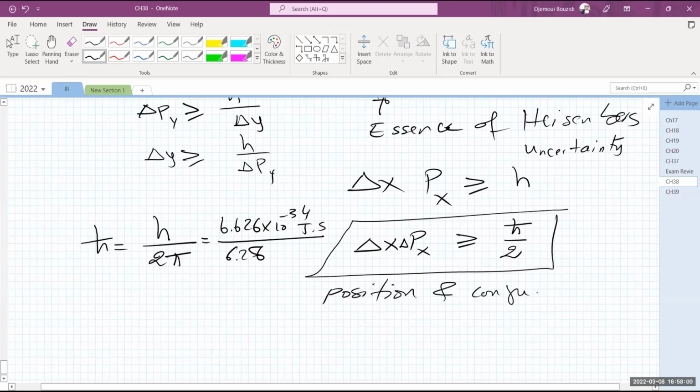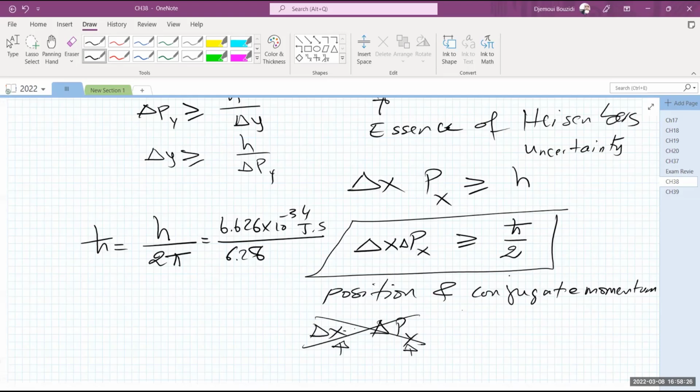and conjugate momentum. What I mean by conjugate is, don't tell me delta x and delta py. This quantity has no bearing whatsoever. The position in the x direction and the momentum in the y direction are not related. So two different coordinates are not related. So it has to be delta x and the momentum in the x direction, or delta py and the position in the y direction, or delta pz and the position in the z direction. Those are the related quantities, the conjugate quantities.